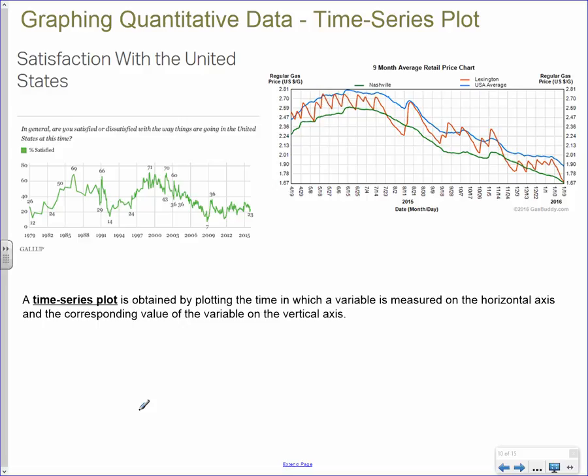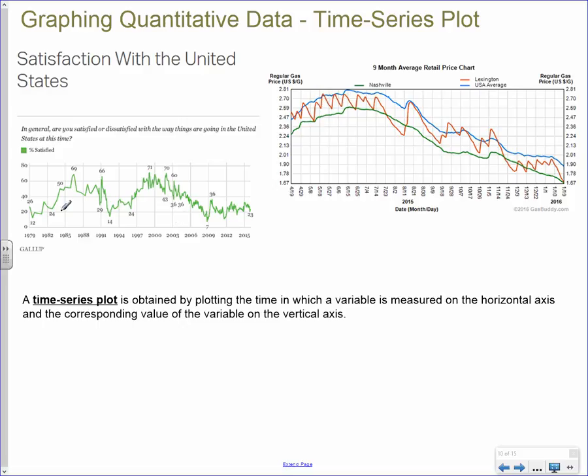Then we've got the one we're most familiar with. That would be the time series plot, which you can also think of as the line graph that we've talked about in other math classes. And so we use this usually to show some sort of change over time. Now your time could be date, or your time could be days or months or years or whatever, but it's something about over time. And so like this one here was showing, in general, are you satisfied or dissatisfied with the way things are going in the U.S. at this time? So this is something they check.